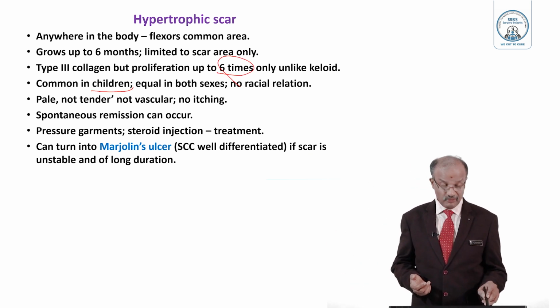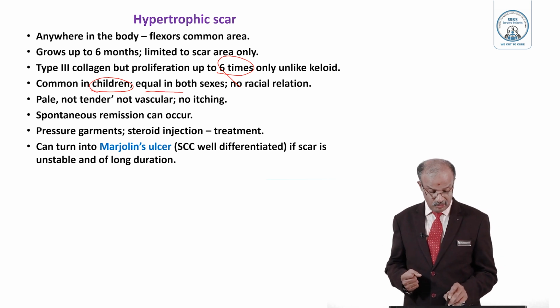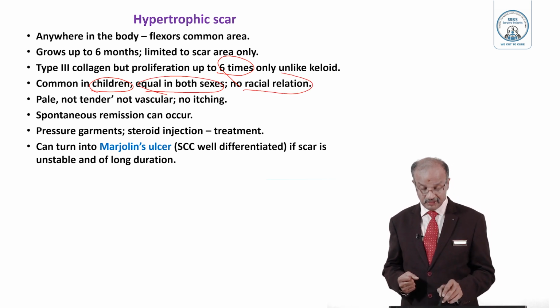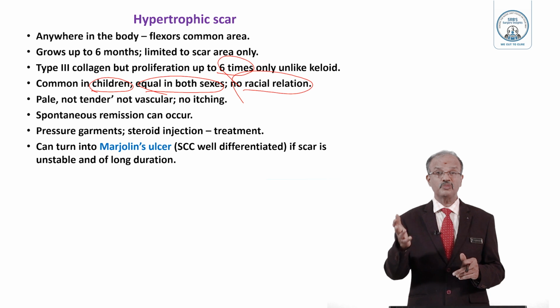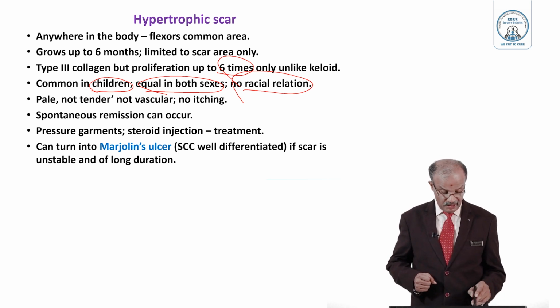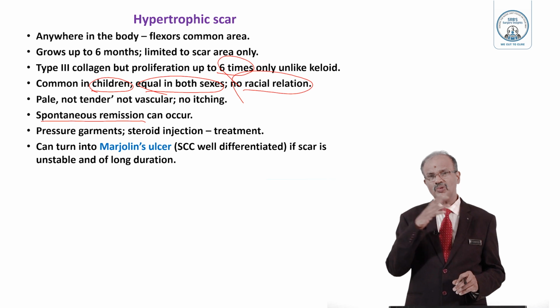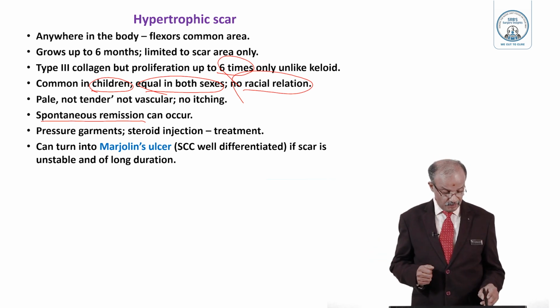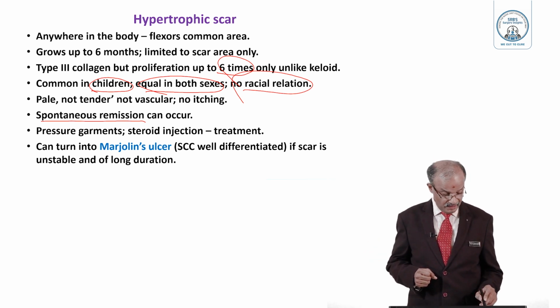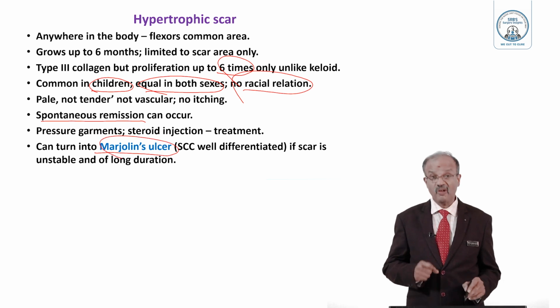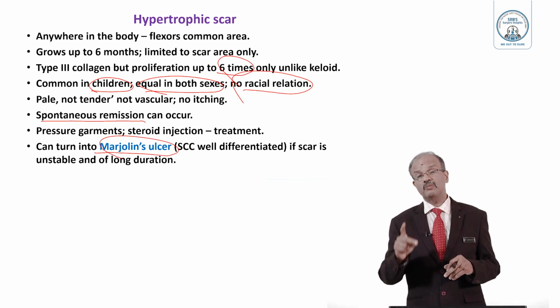It's common in children, equal in both sexes, no racial relation, genetically predisposed, familial, pale, not tender, not vascular, no itching. Spontaneous remission can occur, but won't go beyond 6 months. Treatment is pressure garment or steroid injection, but it can't turn into a marginal ulcer. Keloid will not turn into a marginal ulcer.